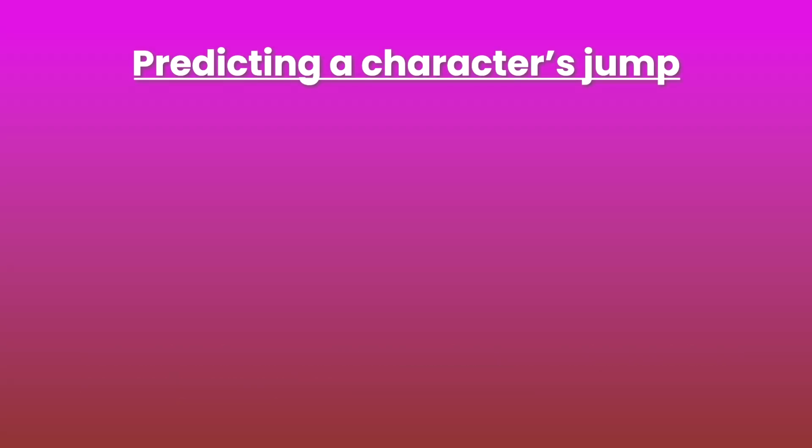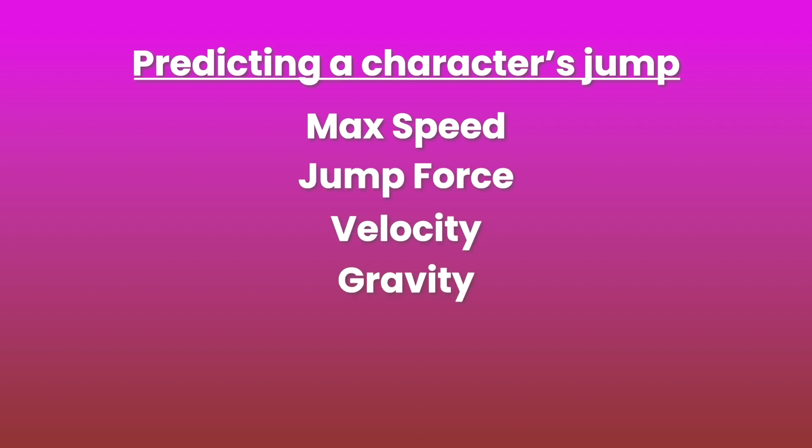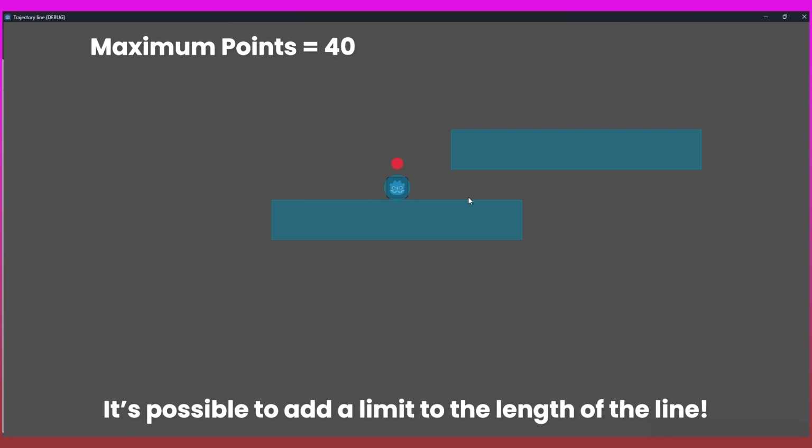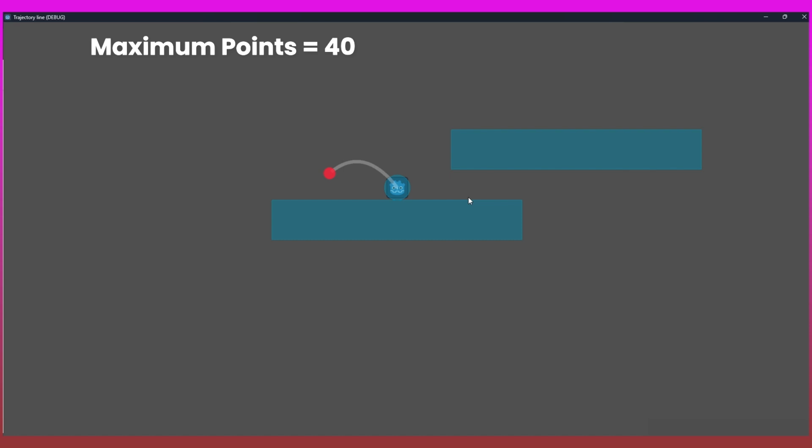To accurately predict the jump, we'll need to obtain Mario's max speed, jump force, velocity, and gravity values. Once we've collected all the necessary information for our prediction, we'll have our test object simulate the player's jump, and we'll use a for loop to adjust the points from our line to match its trajectory. Depending on the context of the project, you may want to limit the amount of times the line is drawn. To do this, we'll add a maximum amount of times we're allowed to adjust the line.